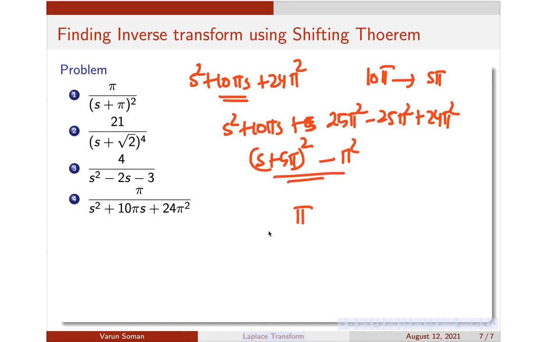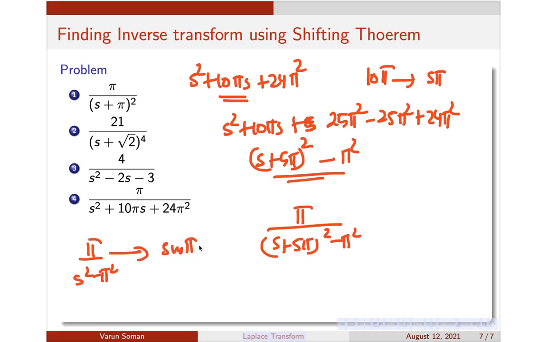So now it's a function of the form pi by (s plus 5 pi) the whole square minus pi square. Now this is similar to pi by s square minus pi square. I hope you know the transform of this. What is it? It's simply sine pi t. So the transform of this will be simply sine pi t. In place of s you have s plus 5 pi, so e raised to minus 5 pi t will be there. So using the shifting theorem it is much easier to solve using this approach.